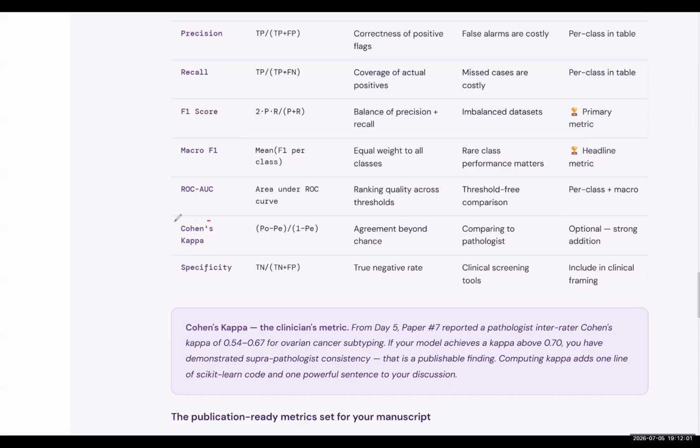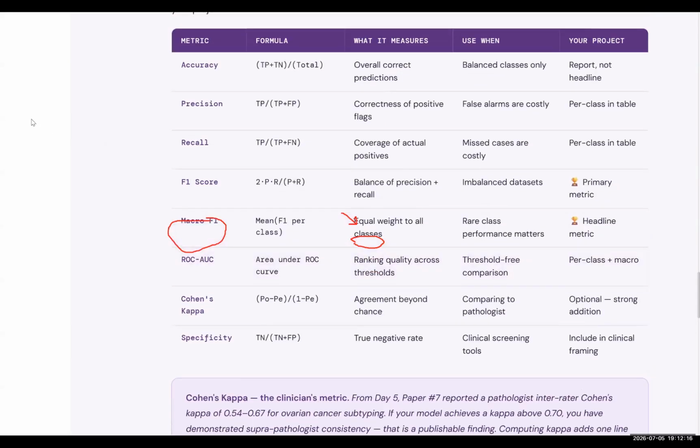But what Cohen's kappa does is it goes beyond that probability, it goes beyond chance, and it gives you a better agreement. Okay, so it's a better metric also. And so when you see this, when do you use this particular metric?